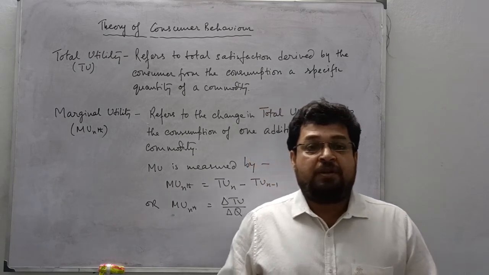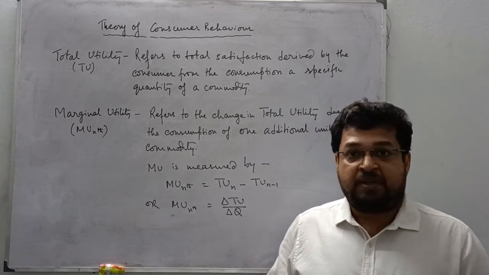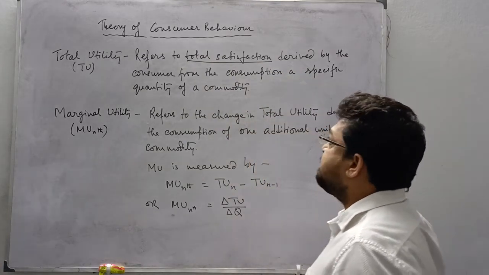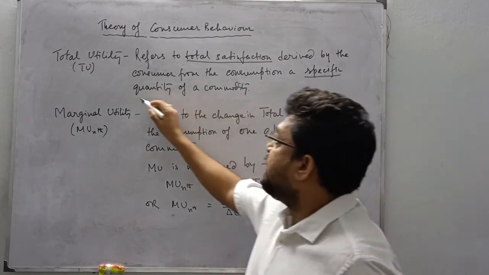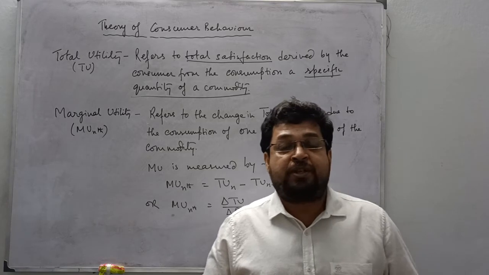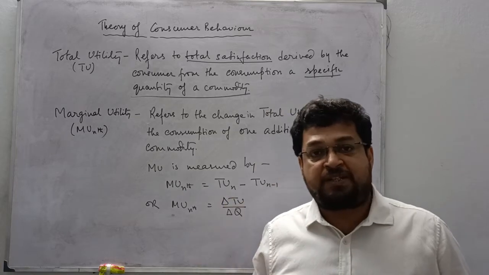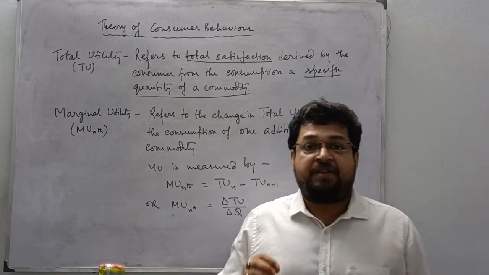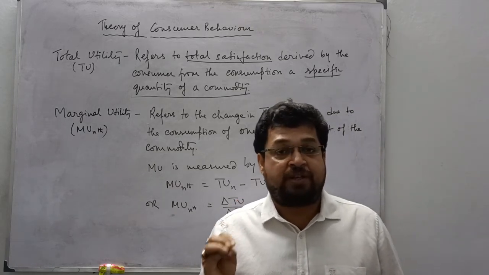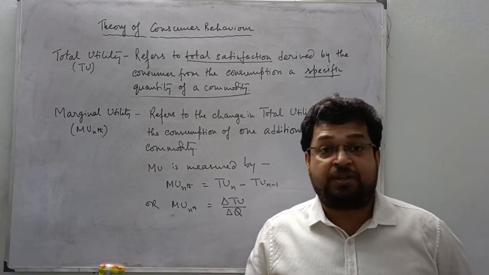Now, what do we mean by total utility? The total utility is the total amount of satisfaction that the consumer derives by the consumption of a specific quantity of a commodity. I purchase 2 pens, or I consume 3 units of a commodity, or I take 2 ice creams. The total satisfaction that the consumer derives after consumption of a certain number of units of a commodity is known as total utility.